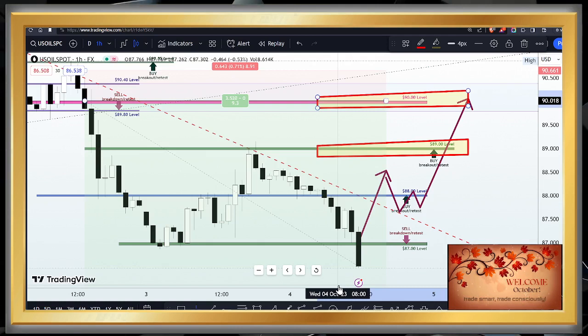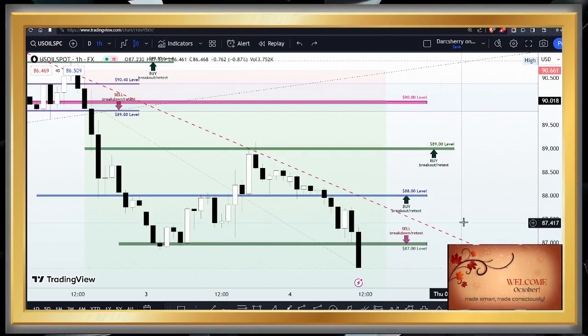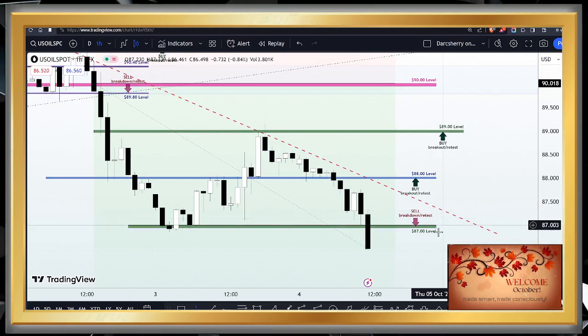But if price at any point in time breaks out of that descending trend line, then we want to start considering a potential momentum shift. So these are my views here on the US Oil Spot. It's a simple setup we have here.